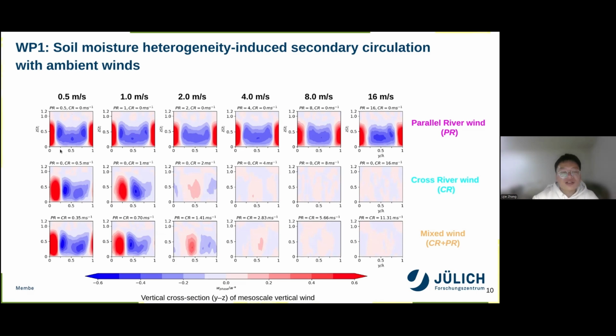Because of this, we have formed secondary circulations, and the structure persists with parallel river wind, no matter how large the wind speed, even under 60 meters per second. However, when the wind comes across the river, the structure is destroyed when the wind speed is large enough, for example at 2 meters per second in my studies. The same result was observed with the mixed wind.